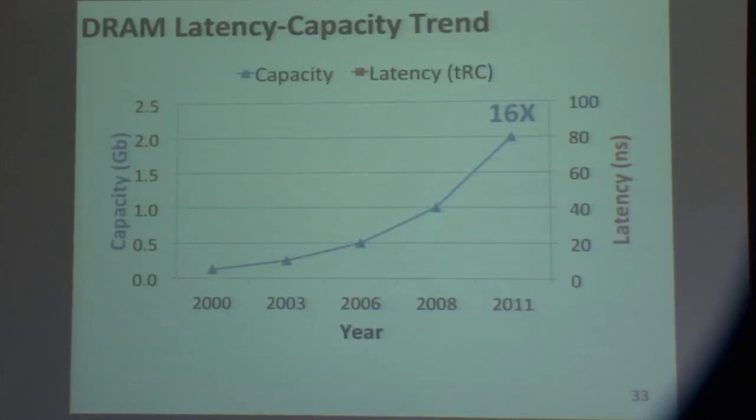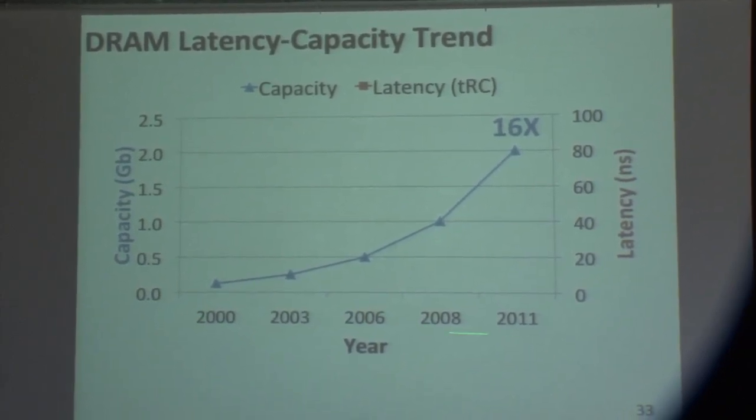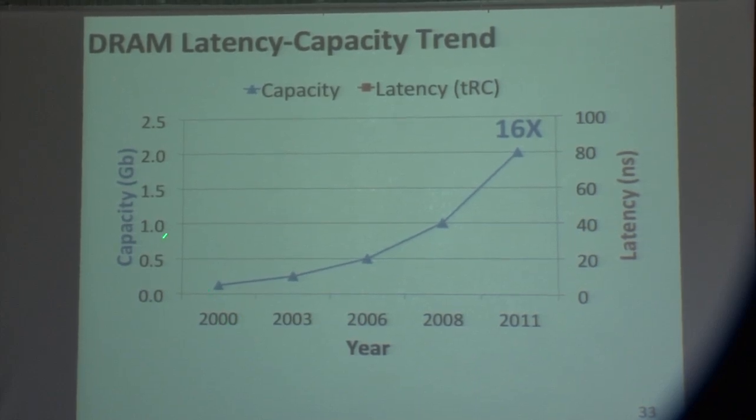And this is a tough problem, actually. This is a graph that Donghyuk plotted in his paper. And this shows the capacity and latency trend in DRAM over the last 12 years. If you look at the capacity trend, capacity has increased exponentially by 16x over the 12 years. But latency has decreased not even linearly.